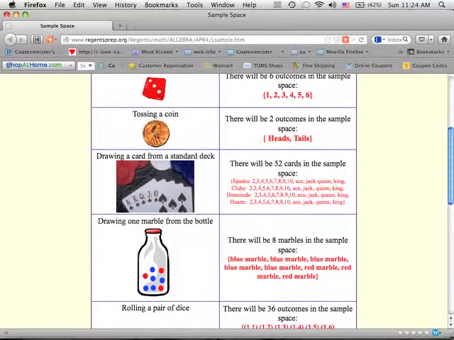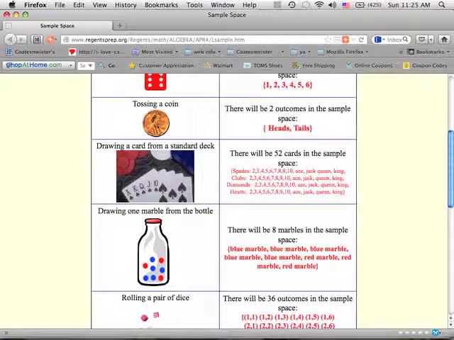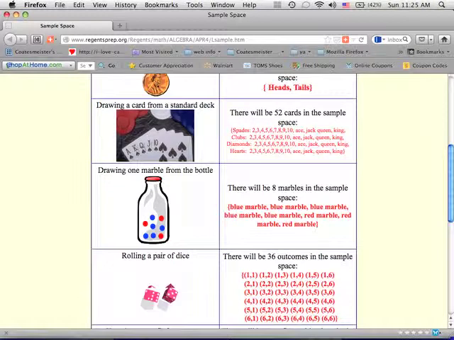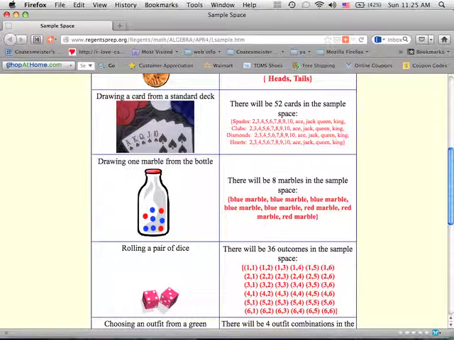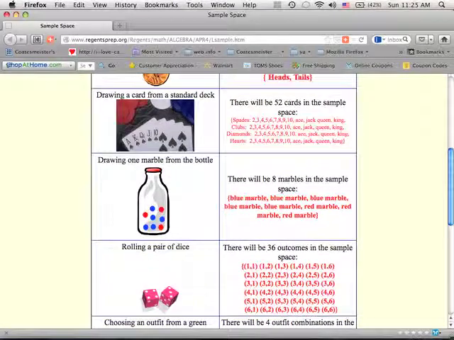Drawing a marble from a bottle. In this case, there are 8 possible outcomes. The 5 blues, the 2 reds, and 3 reds. And then rolling a pair of dice, there are 36 possible outcomes. So that's the idea of a sample space.